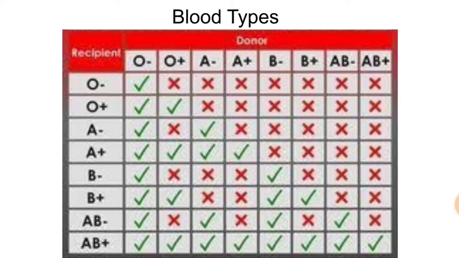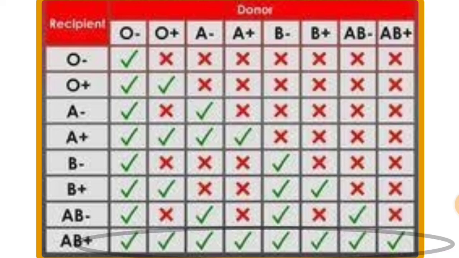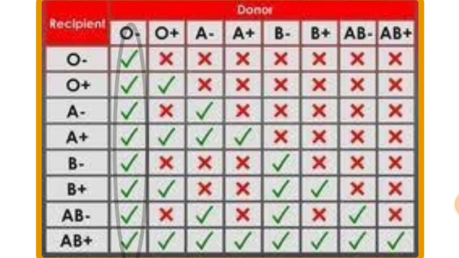with donors and recipients. If your blood type is AB positive, you can receive blood from every blood type, yet only donate blood to recipients who are also AB positive. If your blood type is O negative, you can donate blood to any of the blood types, yet can only receive blood from other O negative donors.